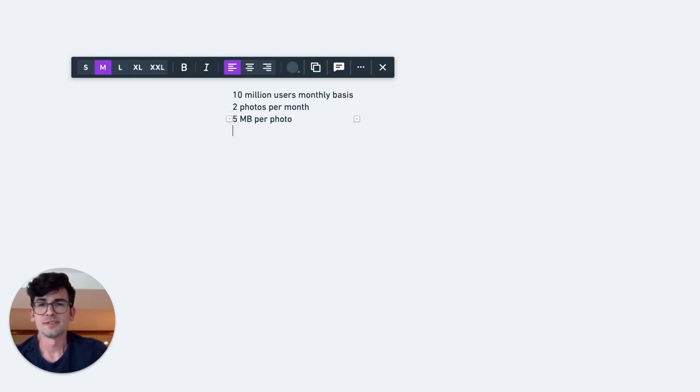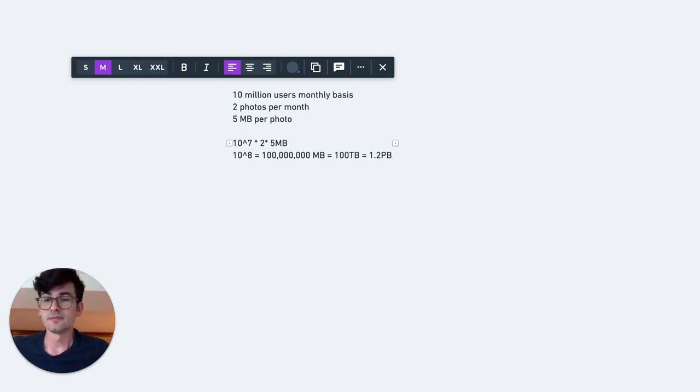So let's crunch these numbers a little bit. 10 million is 10 to the 7, times 2, times 5 megabytes. So that's basically 10 to the 8, which boils down to 100 million megabytes, which is 100 terabytes per month. Times a year, we're going to be looking at 1.2 petabytes of data. So that's a lot of data, and that's only going to grow over time.